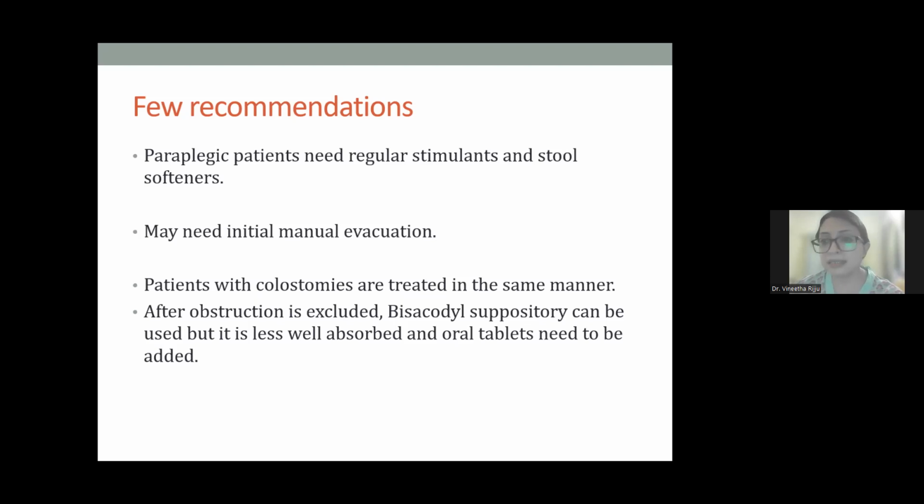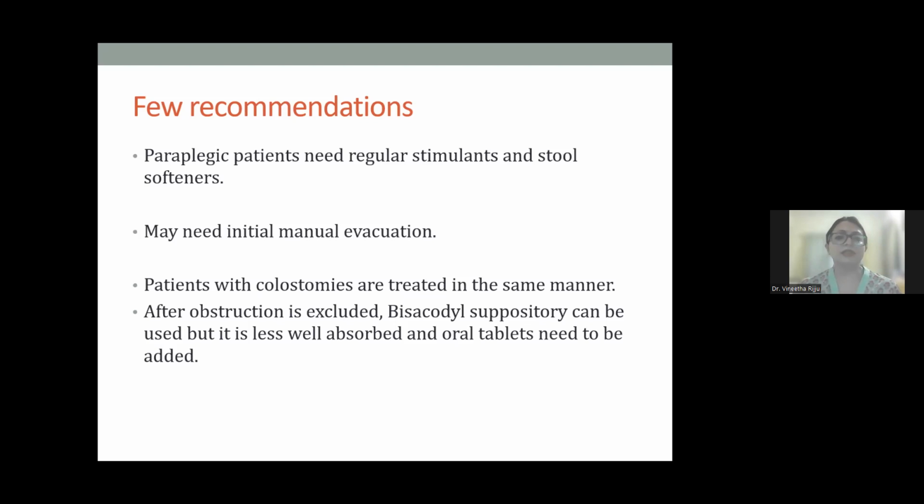Unless you find out through history taking that the patient gets restless by the second day evening because of the bloating and all that, in which case you might have to advise the family that it is better to put the suppositories every alternate day itself.